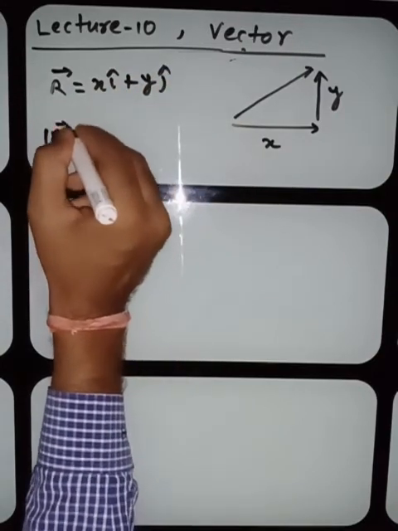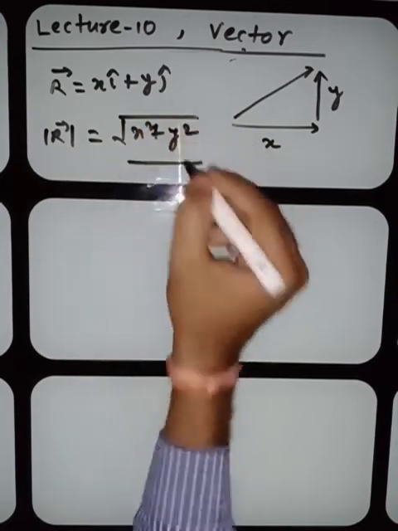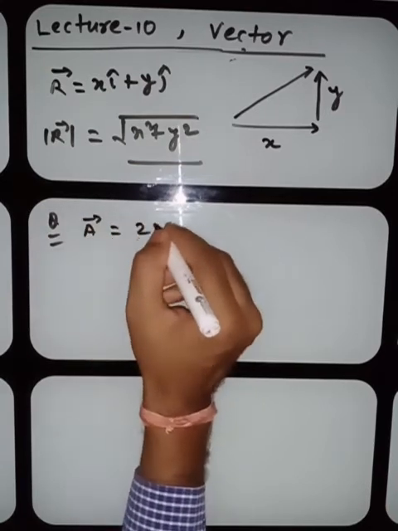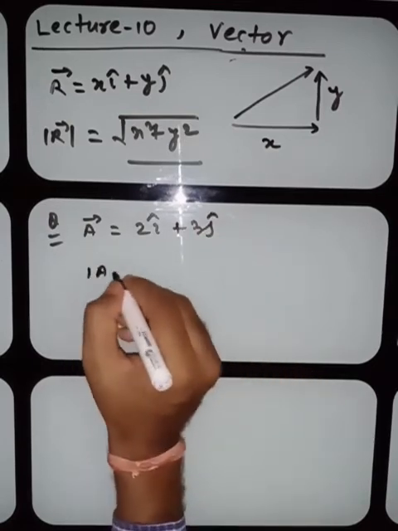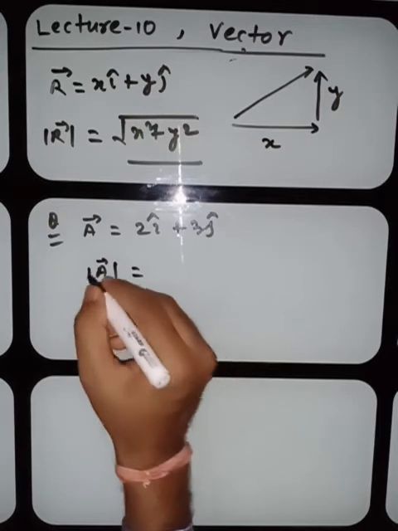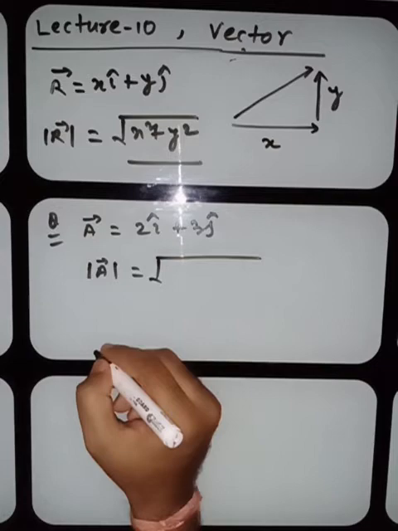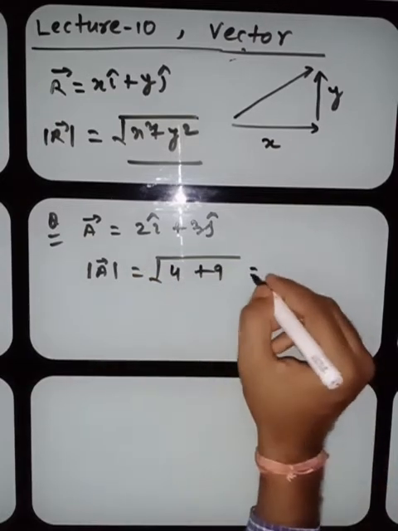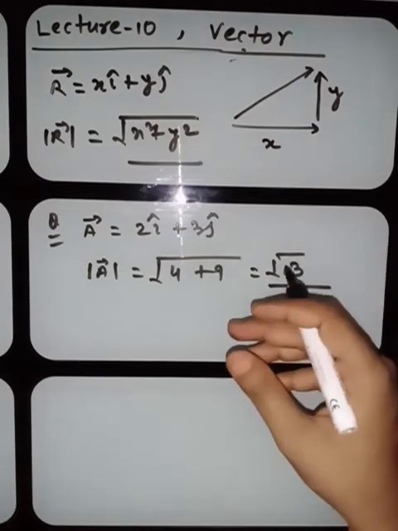And what will be the magnitude of this resultant, my dear students? It will be x square plus y square. Very simple, na? If you have the question where vector a is represented by 2i plus 3j, what will be the magnitude of this a? So the mod of vector a will be 4 plus 9, very simple, na? Root under 13. So you can write this as root under 13, my dear student.